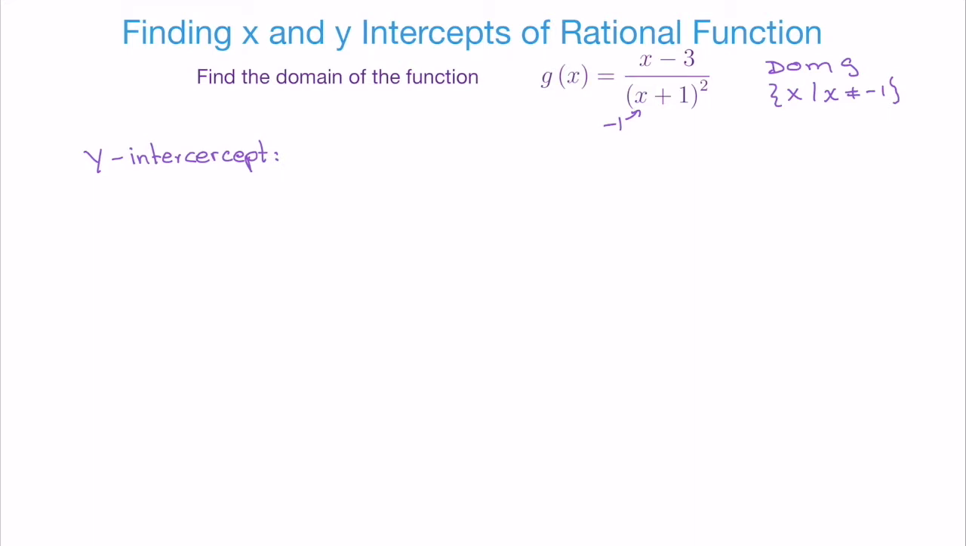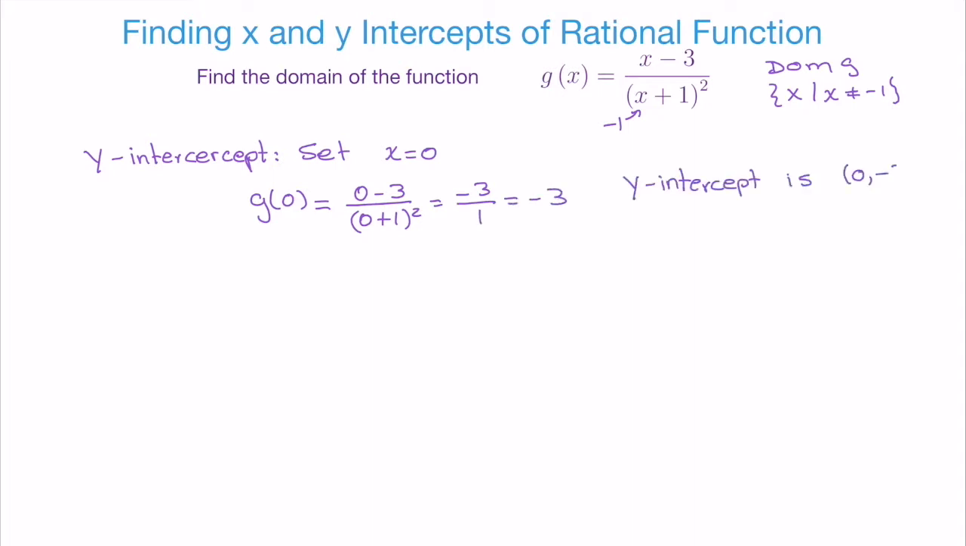And to find the y-intercept, we set x equal to 0. So we are really finding G of 0, which is (0 minus 3) over (0 plus 1) squared, and that's -3 over 1, which is -3. So the y-intercept is 0, -3. Y-intercept done. Let's go with the x-intercepts, which could be more than one.